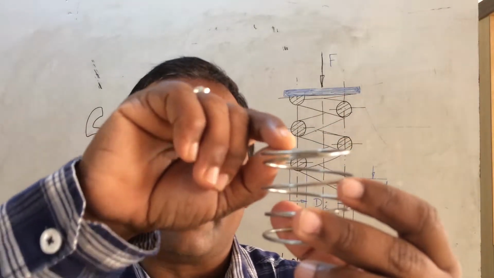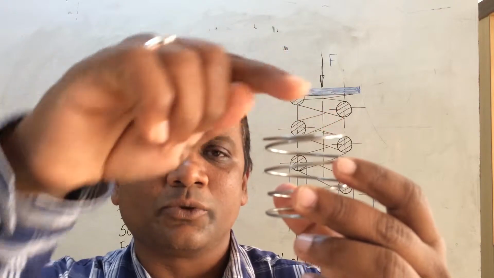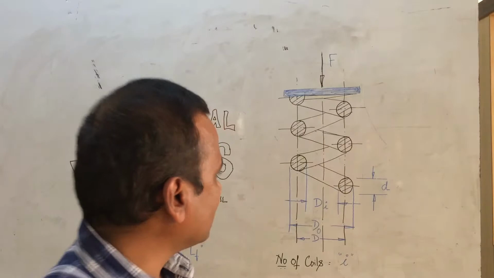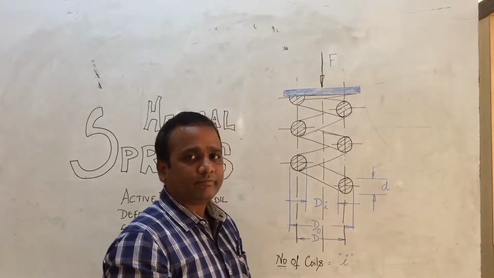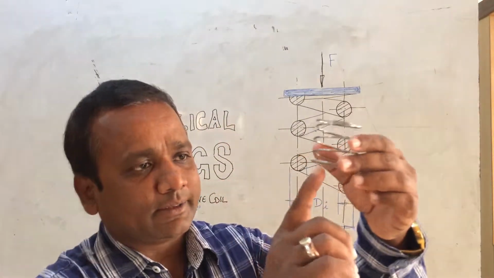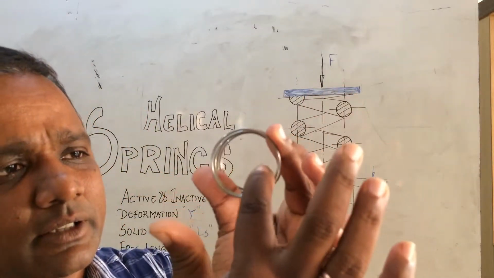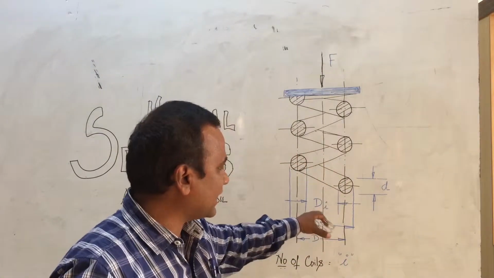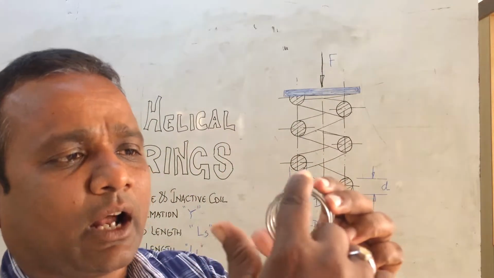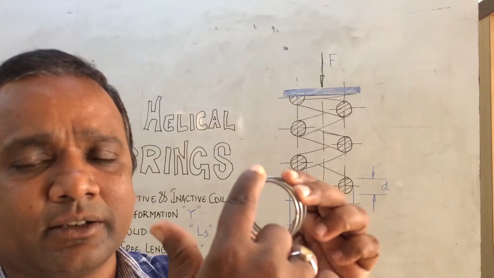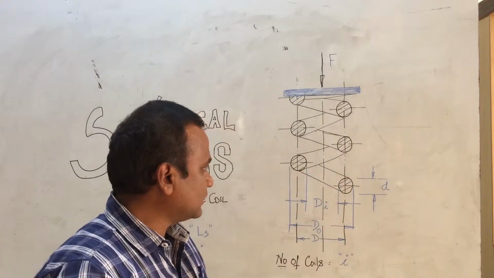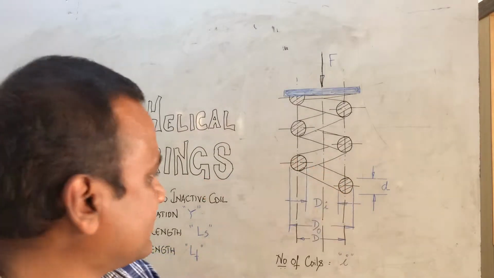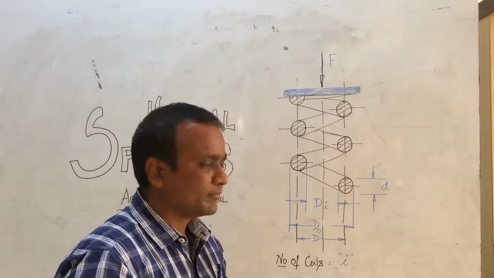You can see the diameter of the wire that is used to develop this spring. The diameter of the wire is termed as small d. This inside diameter is termed as the inside diameter of a spring, which is termed as di. The outside diameter of a spring is termed as do, and the mean diameter, which lies between the outer diameter and inner diameter, is capital D.